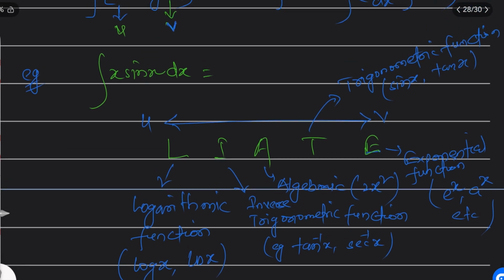Let me show you, sir. In this case, what is coming first? Here x is an algebraic function and sin is a trigonometric function. So A and T are in order, see, algebraic comes first. So the first term is going to be u, the second term is going to be v. Why? Because A is coming first and then T is coming. So this rule you should remember, LIATE, right?